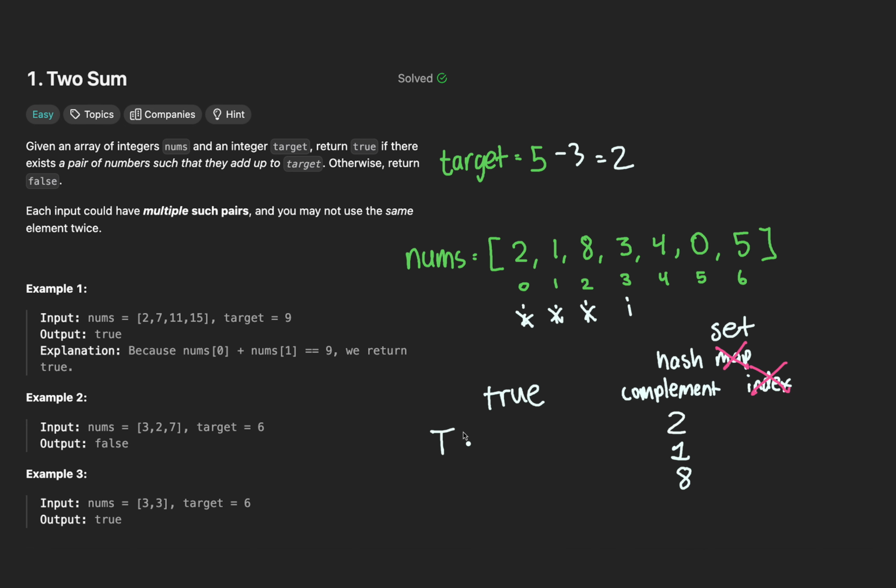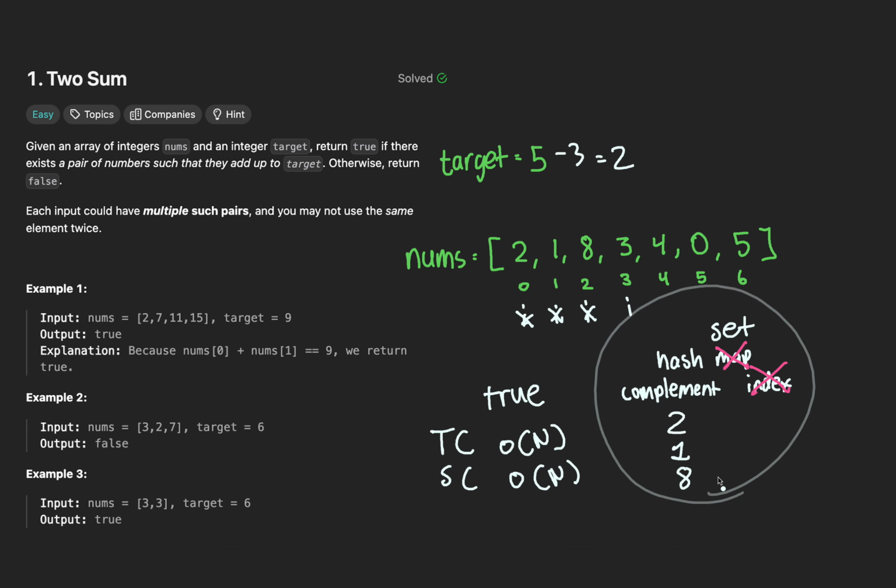Overall, the time complexity is big O(n), since we're still doing a single for loop, and the space complexity is also big O(n) because of our set here. Fantastic. This one wasn't too bad. Let's see what code we have to change.